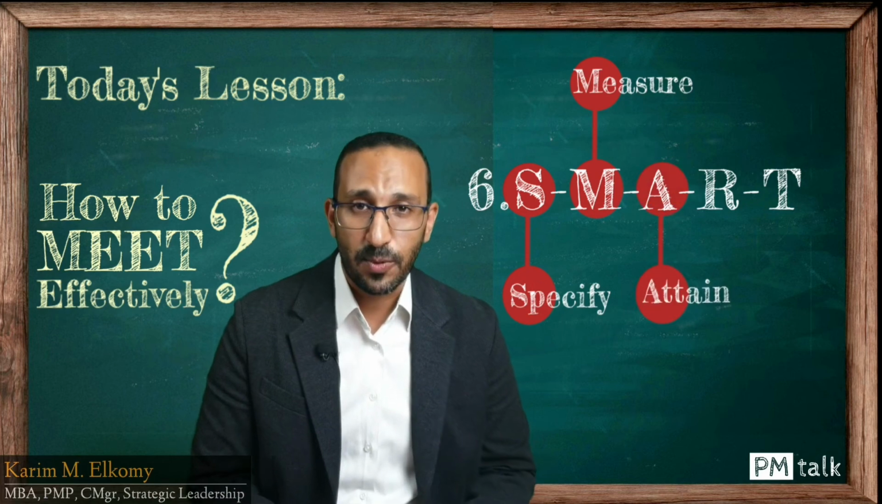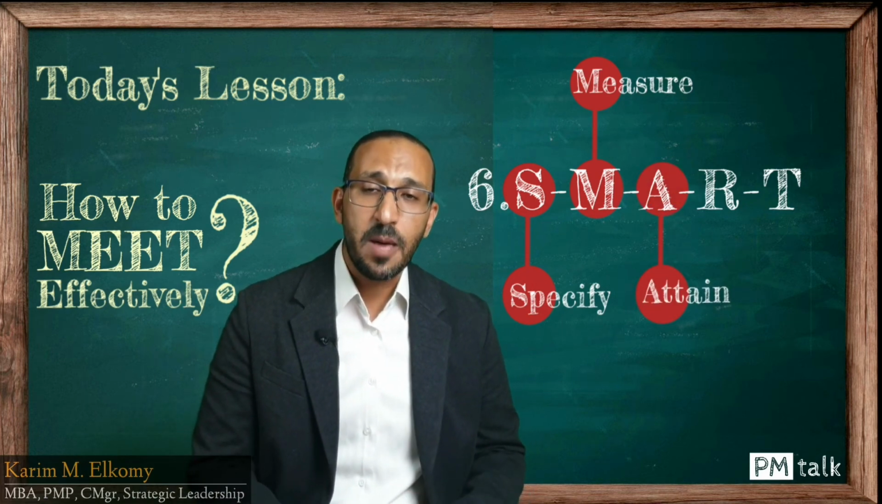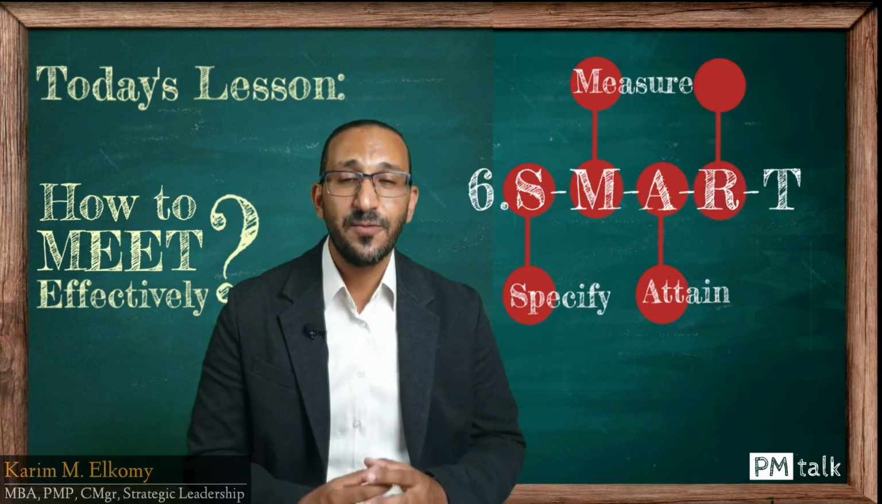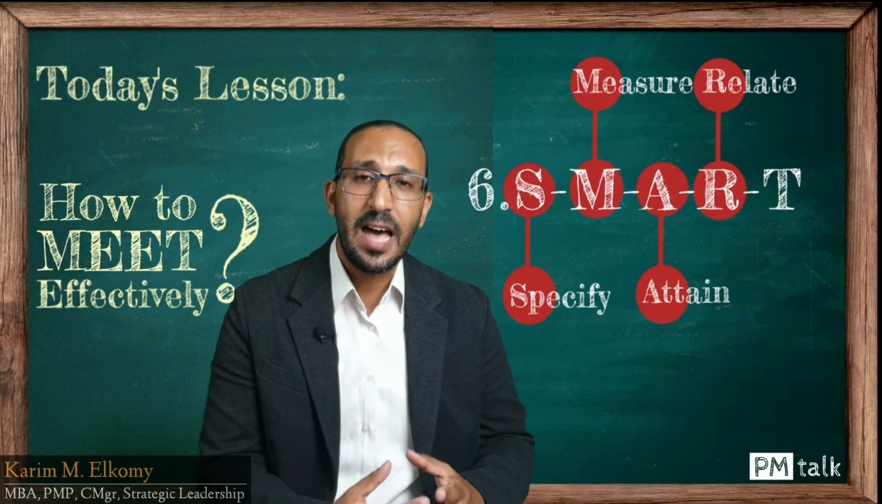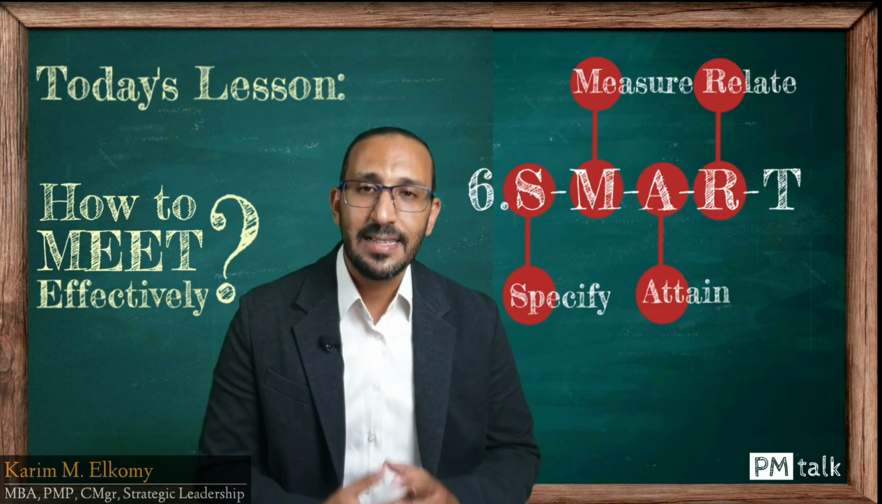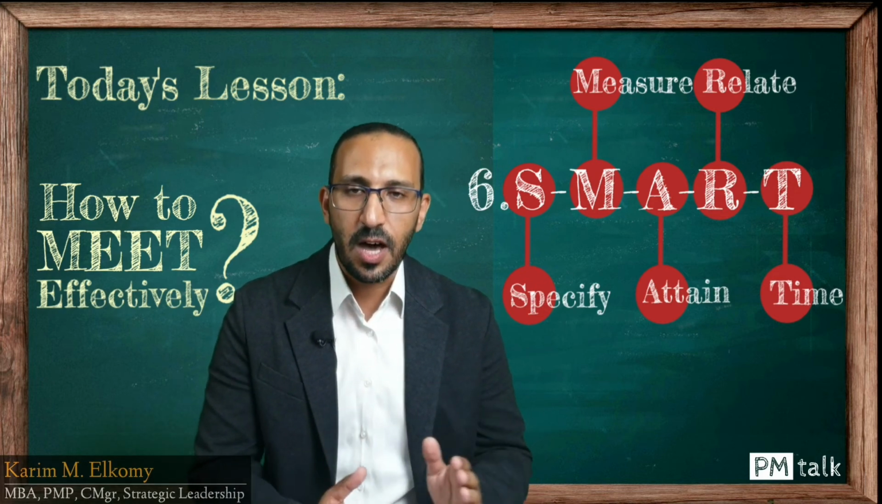A for attainable, which means that the action is not impossible. And at the same time, it's not too big for the owner to do it alone. R is for relevant. The action has to have an impact on the subject of discussion. And finally, T is time bound. The activity or action can be put in a time frame.